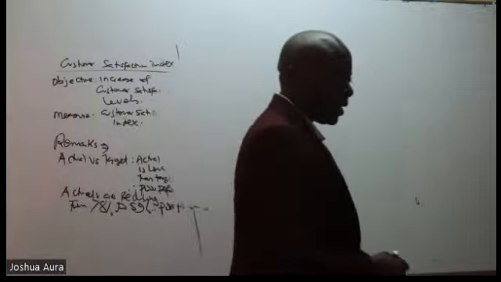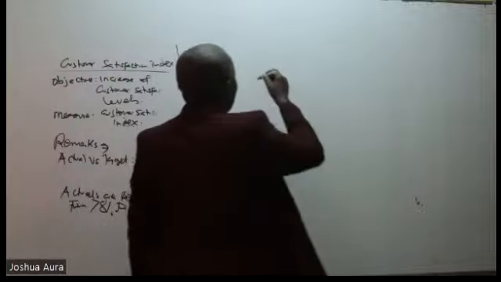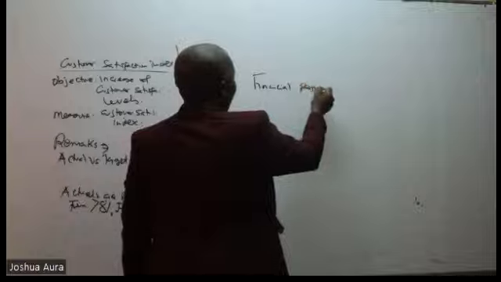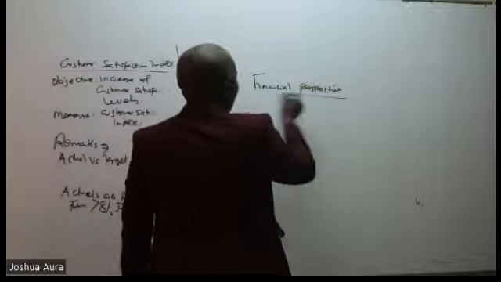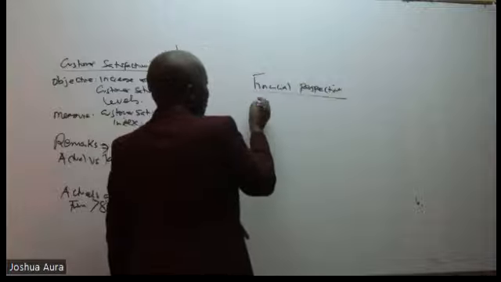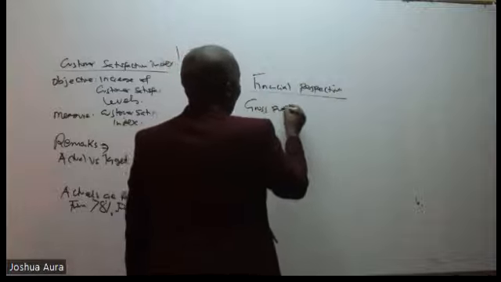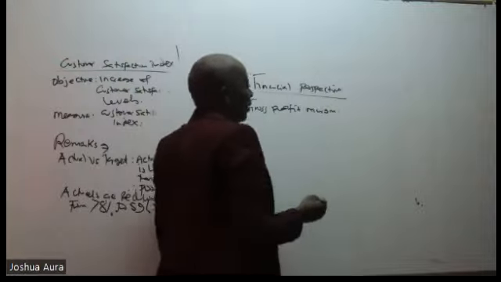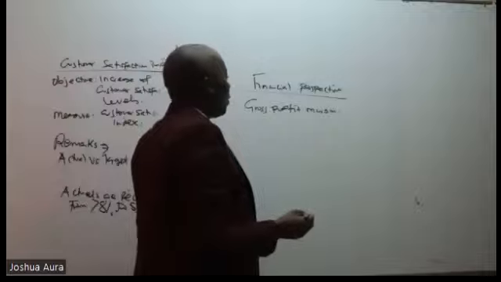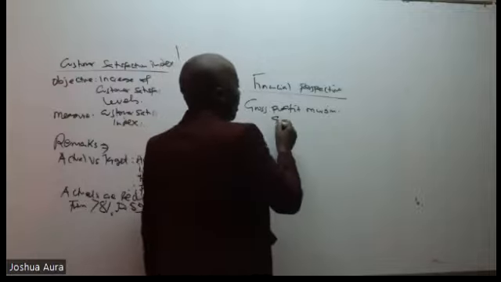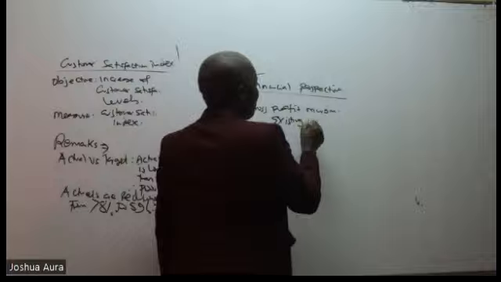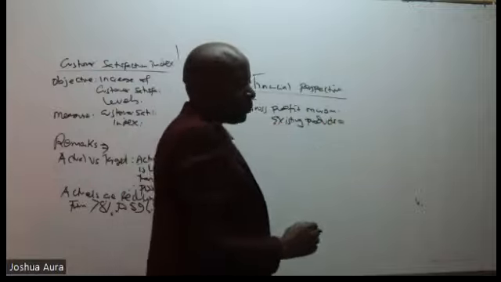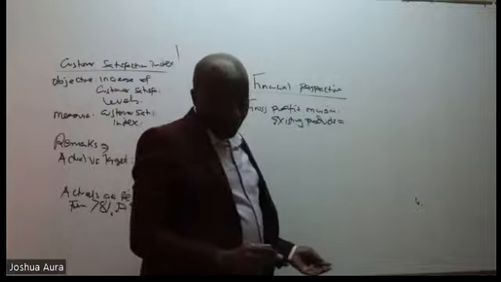So we have the financial perspective. Here we use the gross profit margin. Right? In this case, I look at the gross profit of the existing products. How do we get a gross profit? You will simply take the sales minus the production cost.